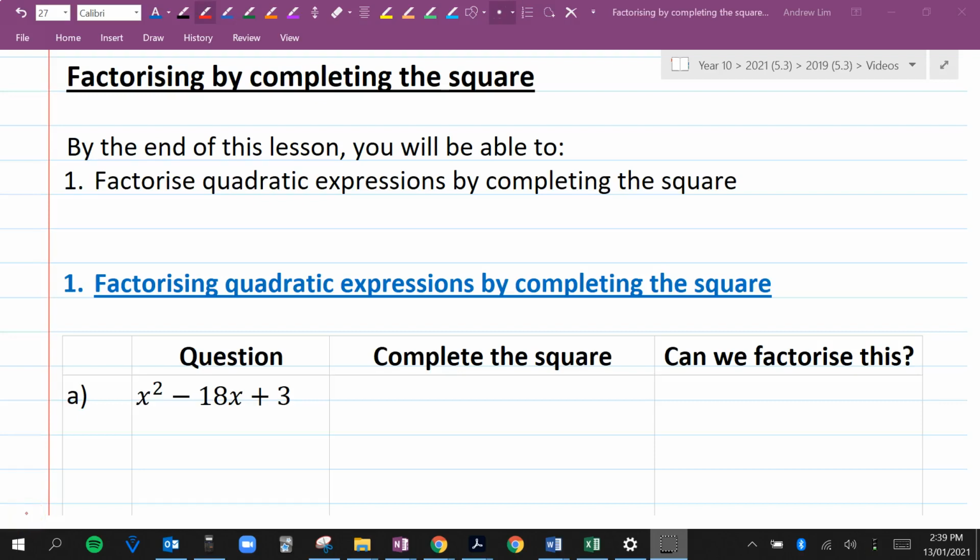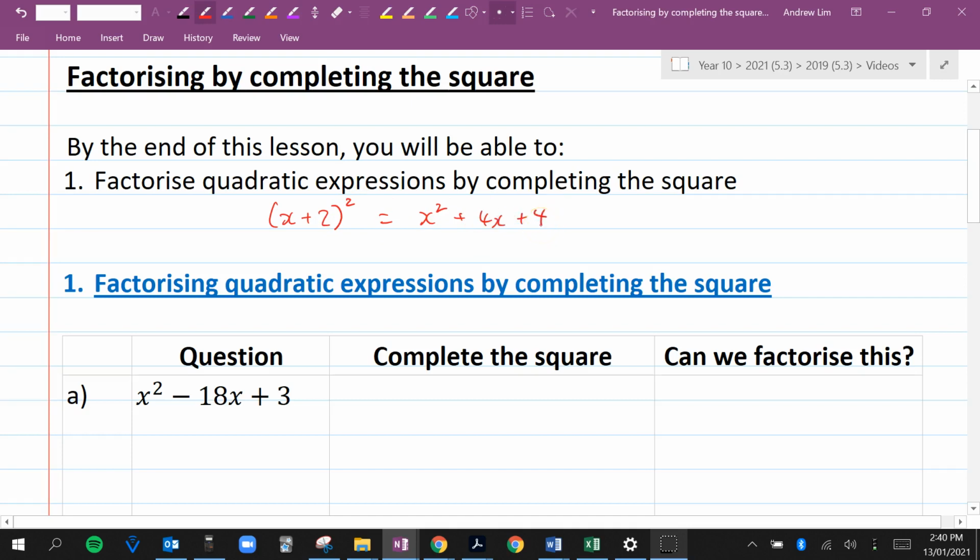Okay, so in this video we're going to be looking at factorizing by completing a square. By the end of this lesson, that's exactly what you'll be able to do: factorize quadratic expressions by completing the square. And when we say completing the square, we mean a perfect square, like maybe x plus 2 all squared, which expands to x squared plus 4x plus 4.